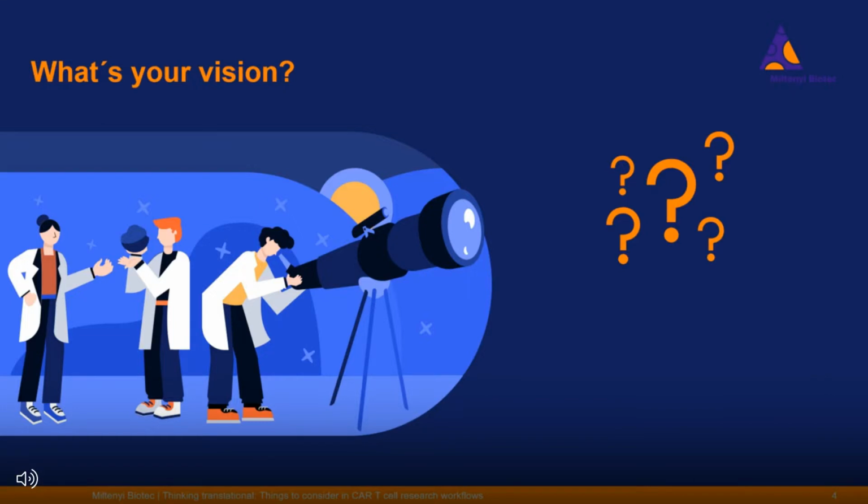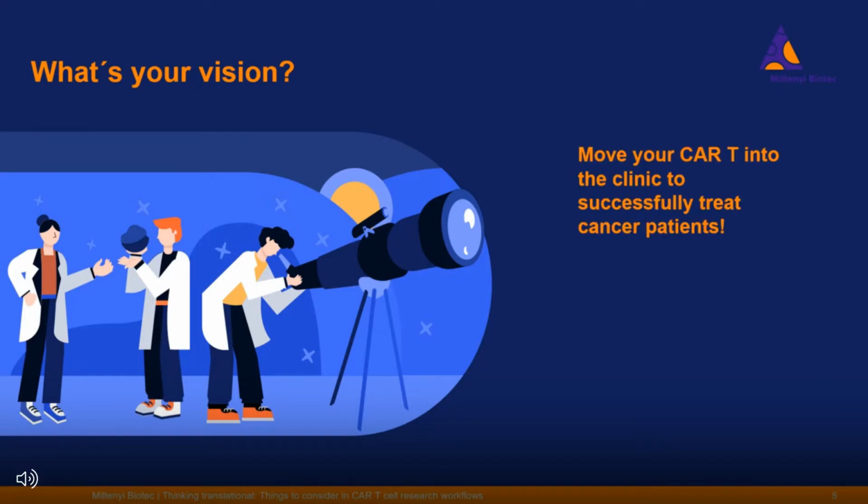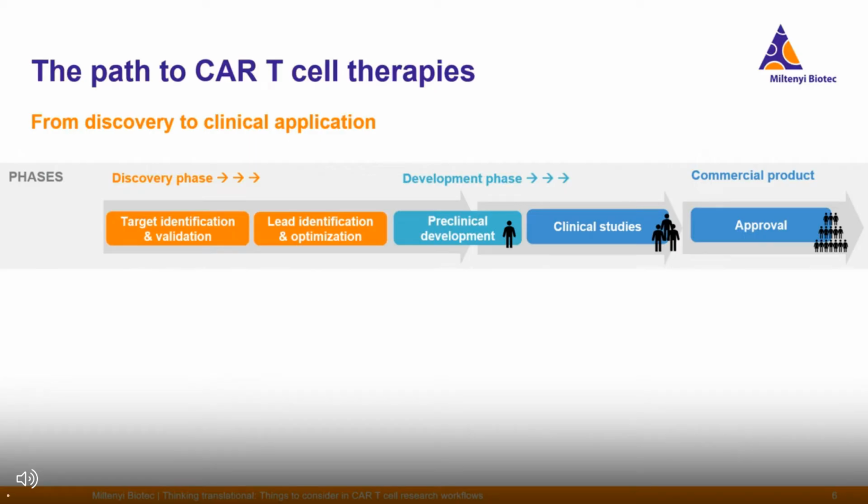I'd like to start off with a question. So, what's your vision when it comes to CAR T cell therapy? I'm sure that every one of us has his or her personal goals, but beside that, the overall vision is to develop CAR Ts that work, translate them into the clinics, and successfully treat cancer patients all over the world. However, as we all know, it's quite a long way, starting from basic research and discovery to preclinical development to the different clinical phases to a marketed therapy that really makes a difference in patients' lives.